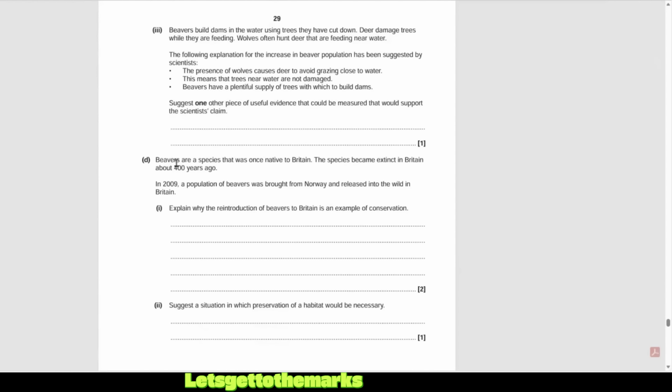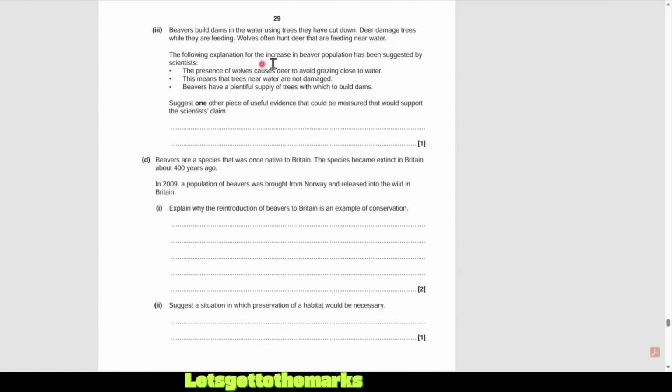I'm zinging down here. Oh my God, does this question ever end? Beavers build dams in water using trees they have cut down. Deer damage trees while they are feeding. Wolves often hunt deer when they are feeding near water. Oh my gosh, what is that all about?